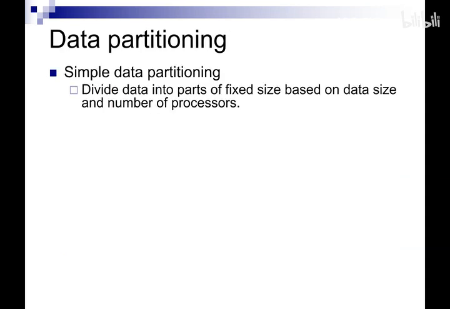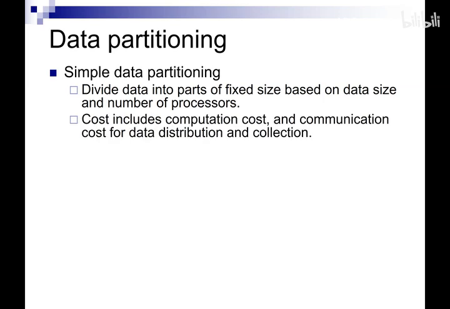Right, so now we're going to do another example. We're going to look at some examples of data partitioning, and several ways of doing it. The first way is just simple data partitioning. This means that we take the data from the problem and chop it into fixed size chunks, based on how big your overall data is and the number of processors you have. And then after this, we do some computation.